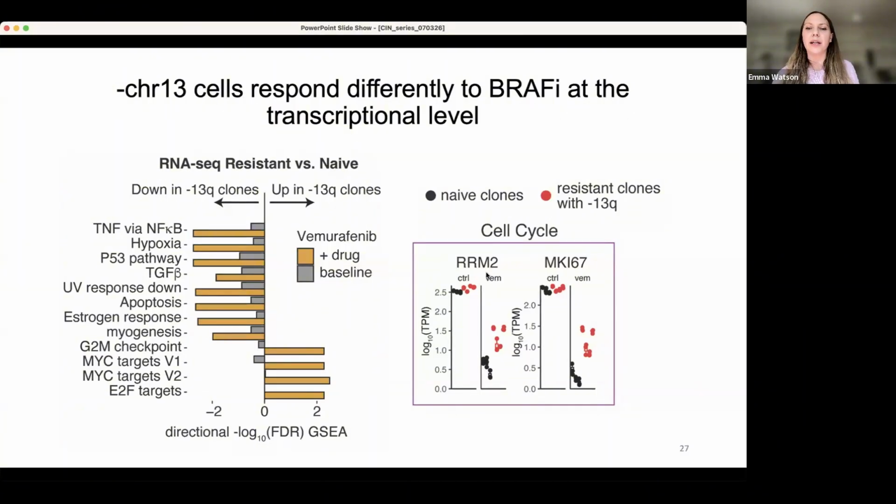And so here I'm showing you some raw data showing that these are some cell cycle regulated genes. In the naive clones, or the wild type clones, we see that upon vemurafenib treatment, you lose the expression strongly, almost down to nothing, of these cell cycle genes, meaning the cells have stopped cycling. However, for cells that have lost chromosome 13, where each column here is a different clone, so we've done this in lots of different clones, we see that these genes do not decrease as much. So there's still residual cell cycle happening in cells that have lost -13.